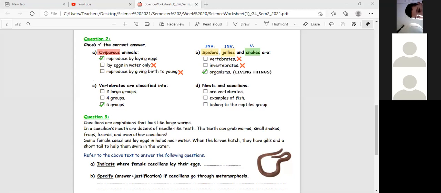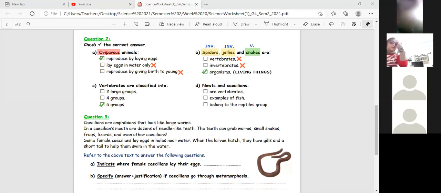Yalla, Noor. Newts and Sicilians. Are they vertebrates, fish, or reptiles? So Noor isn't here. Kareem. Reptiles. Reptiles? No, newts are examples of salamanders. They are not reptiles.